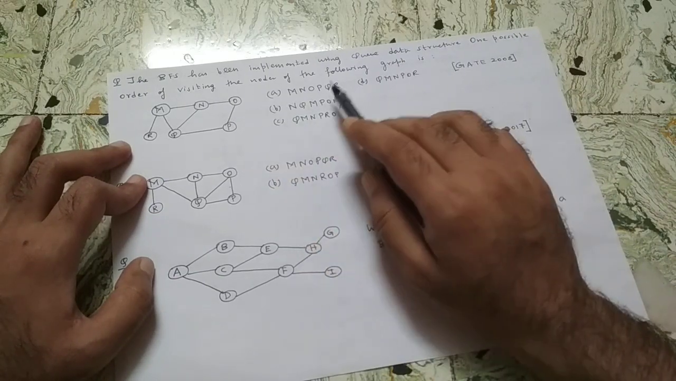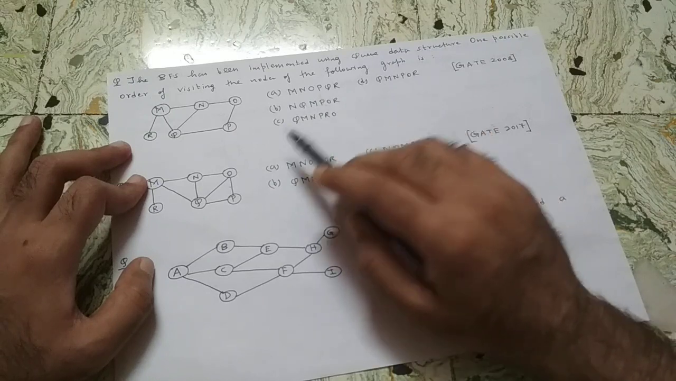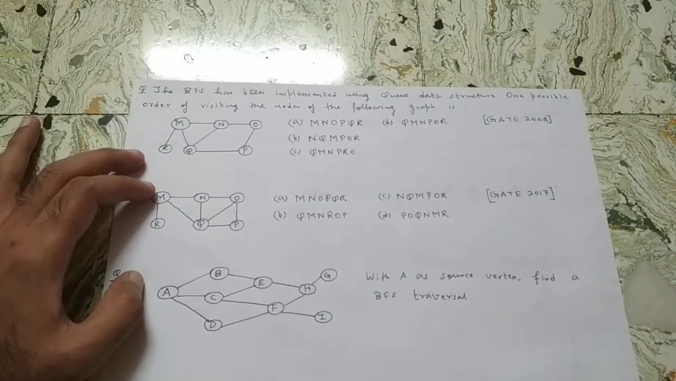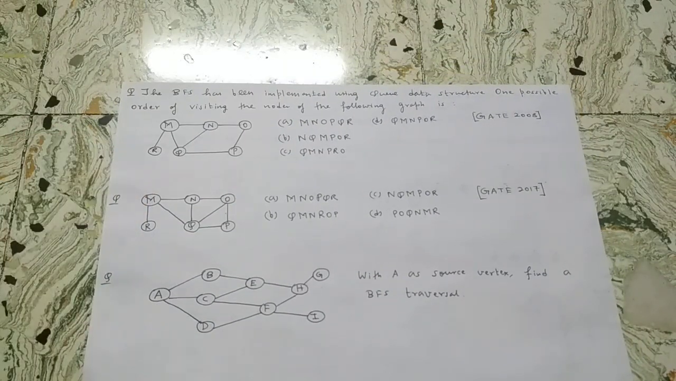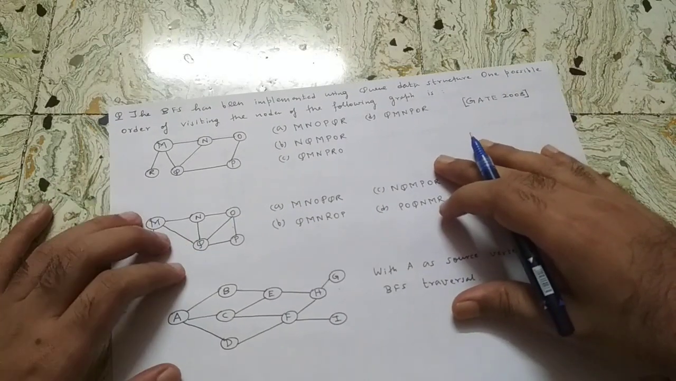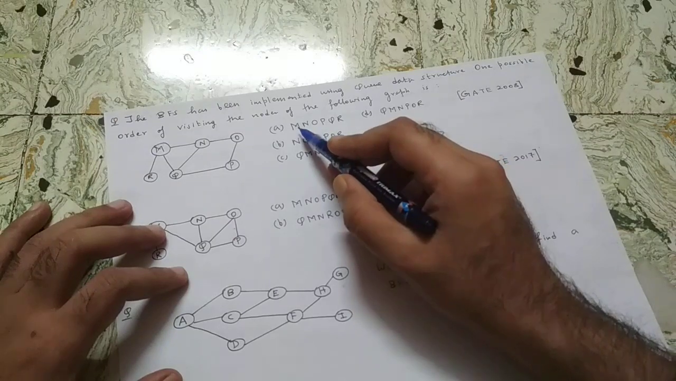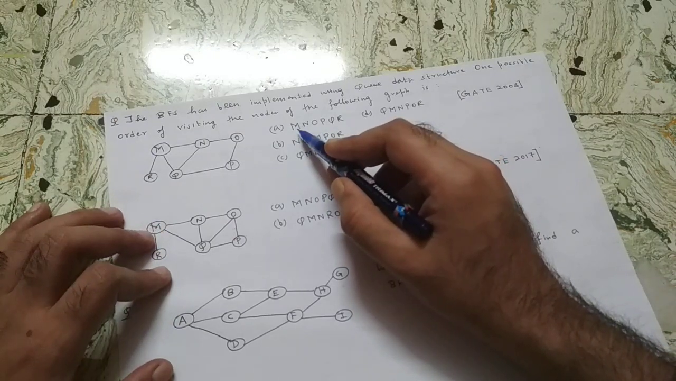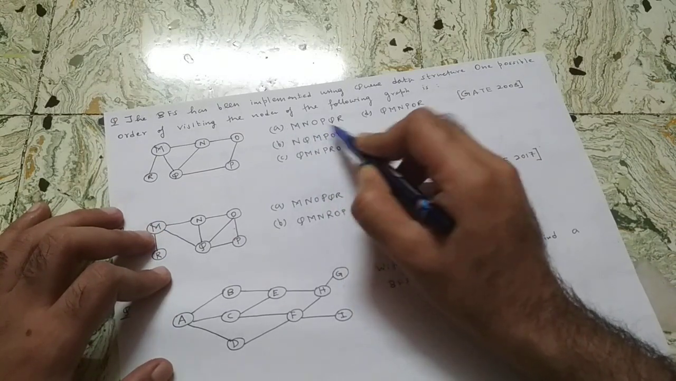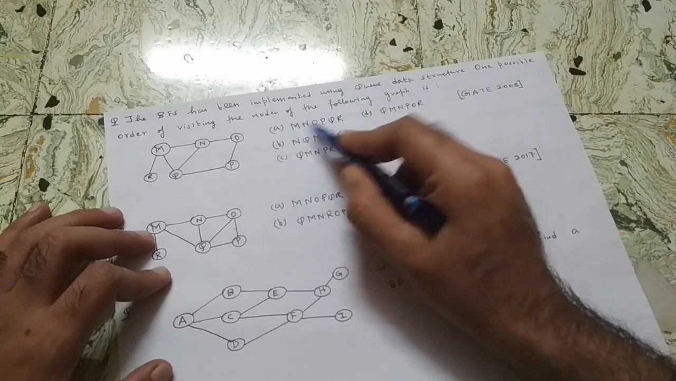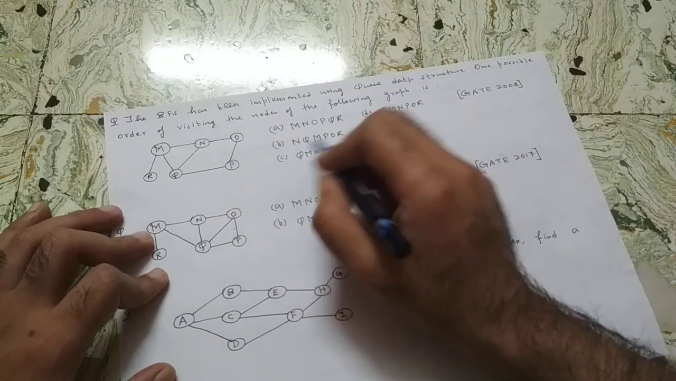So we'll check every option and see which one is correct. Let's consider one option at a time. We'll start with option A. I'll just change the color of the ink. I'll switch to blue so that you can understand better. Now here, let's start with the first option. The first option here is M. So the first node that is visited may or may not be a BFS traversal on this graph. We'll have to check that.